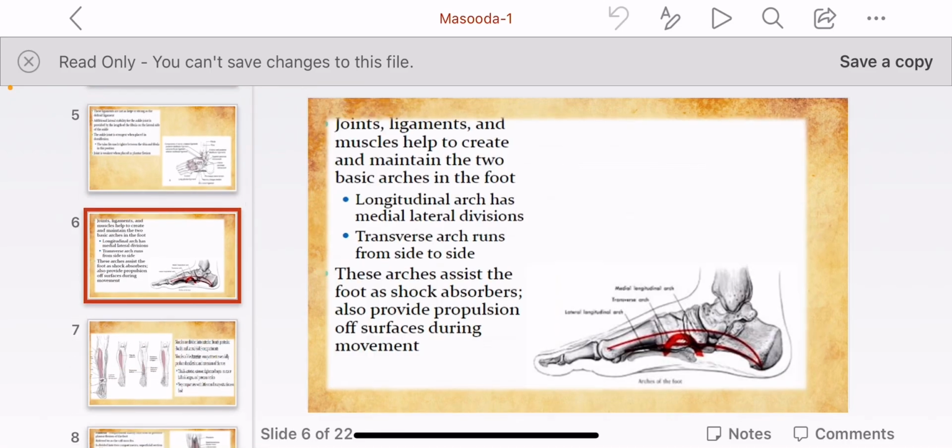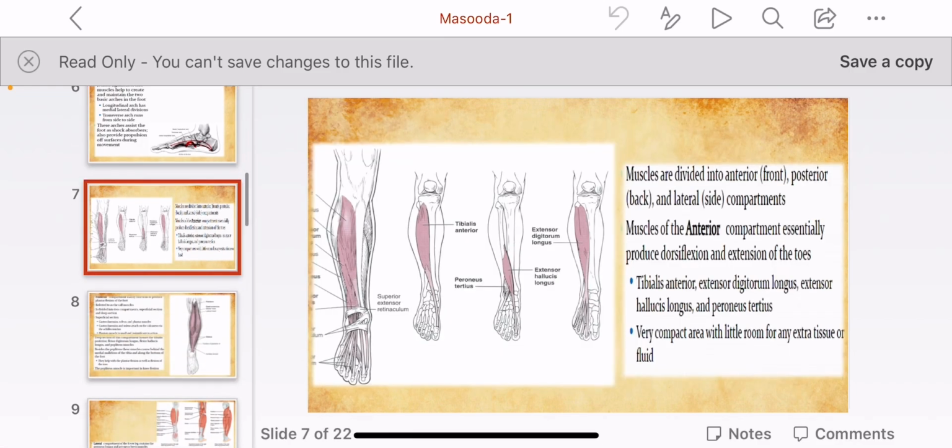Joints, ligaments, and muscles help to create and maintain the two basic arcs in the foot. The longitudinal arc has medial and lateral divisions. The transverse arc runs from side to side. These arcs assist the foot as shock absorbers and also provide propulsion during movement.